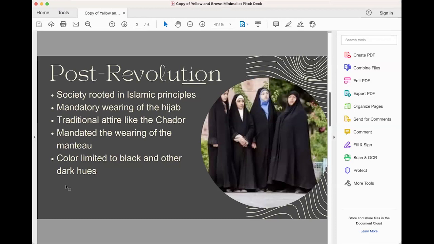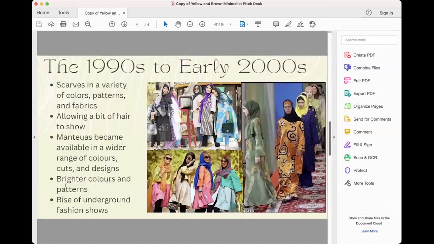The morality police were established to enforce these strict codes, ensuring compliance and punishing those who rebelled, which could range from fines to arrest. This era marked a significant departure from the pre-revolutionary period's openness to Western fashion and the expression of individuality through clothing. The imposed dress code was a symbol to solidify Islamic identity and to reject Western influence.